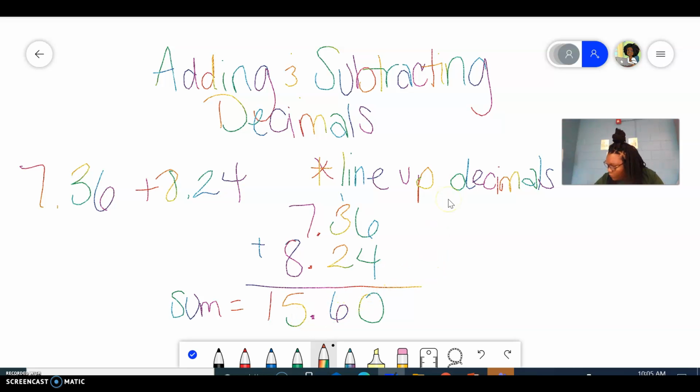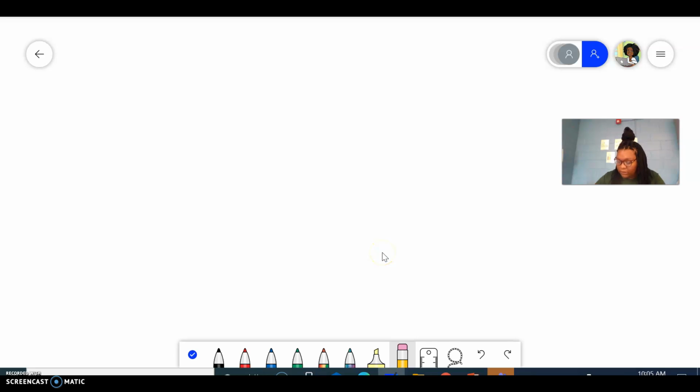The next problem I want us to do together, let's erase this. The next problem I want us to do together, this one's a little bit tougher when we're talking about lining up our decimals, because we've got to figure out where our decimals are with this one. 9 and 4 hundredths plus 7. What do we do with that?